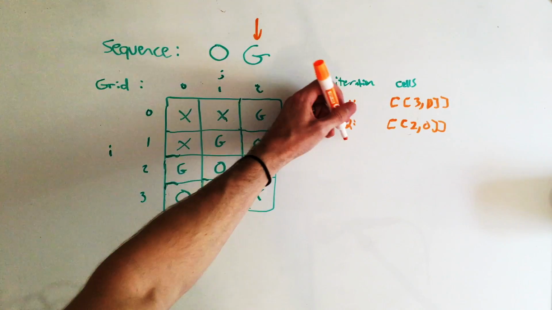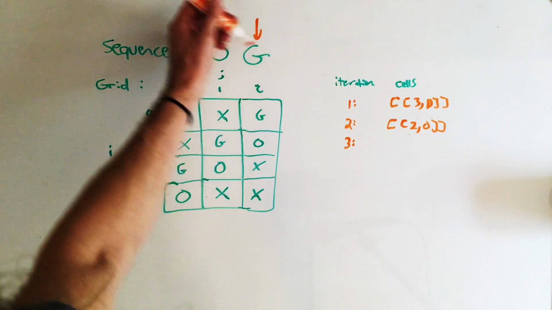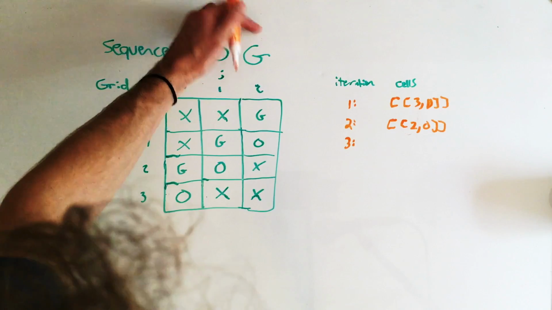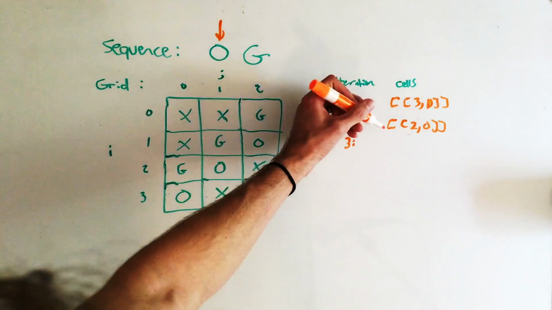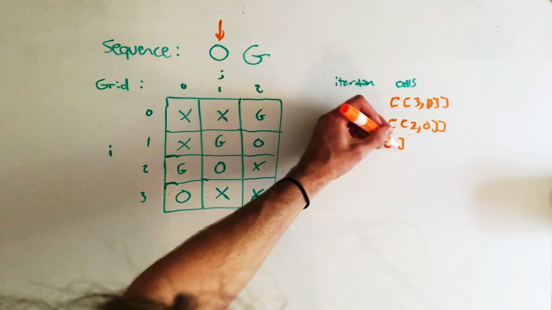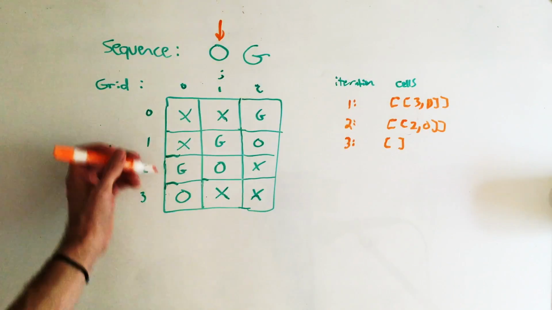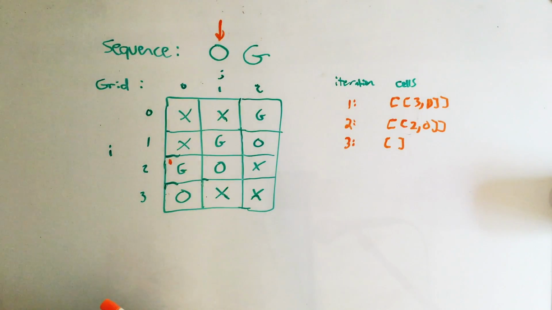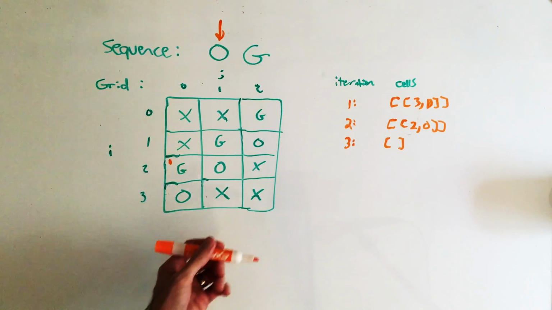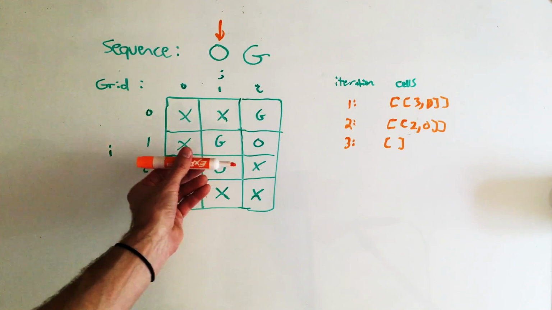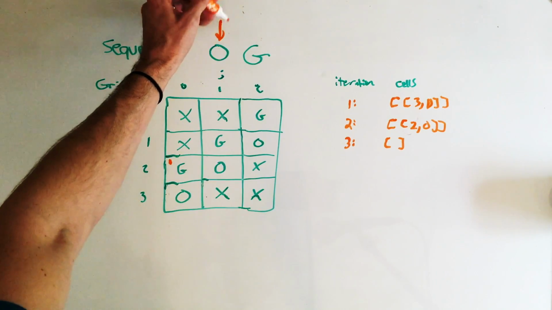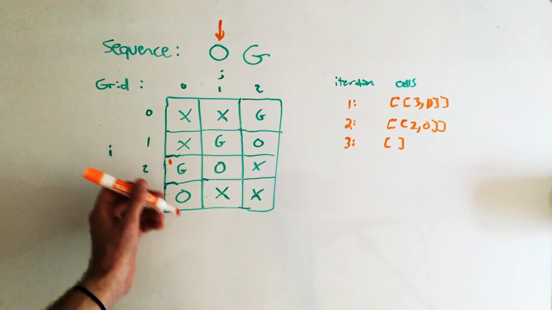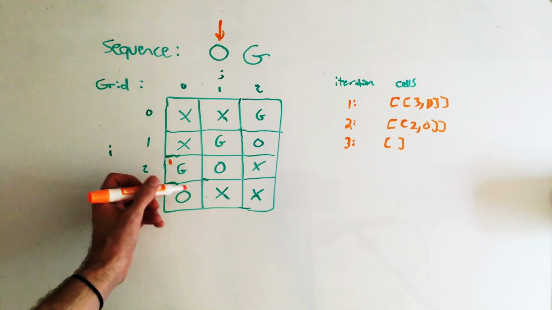So iteration 3, we increment our sequence, so we go back to the O here. We pop off the first element of this list, so 2, 0, which puts us right here. We then add on every vertical and horizontal location that we can move to, which matches this color of the sequence O.